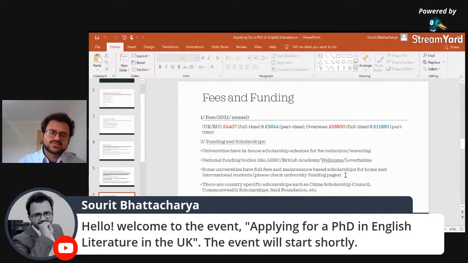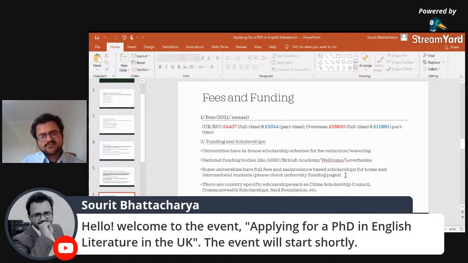and maintenance scholarships. For example, I got one of these scholarships when I applied for my PhD at Warwick. It is called the Chancellor's International Scholarship. That's a full fees and maintenance scholarship. I didn't have to pay anything. This is a really good one because it gives you a 3.5 year scholarship. And then there are a few others. For instance, Glasgow has a handful of in-house scholarships for home and international students.